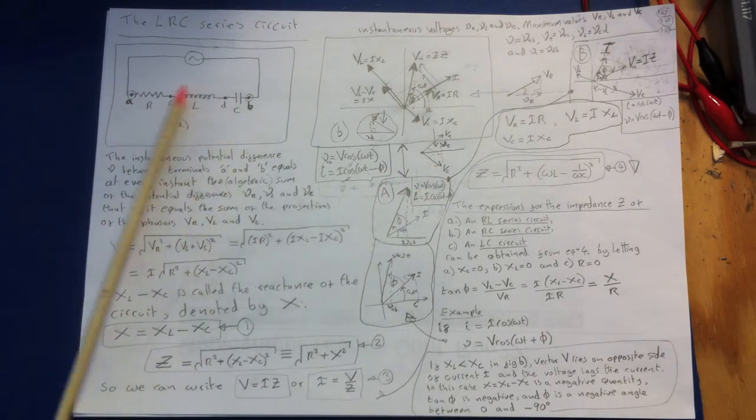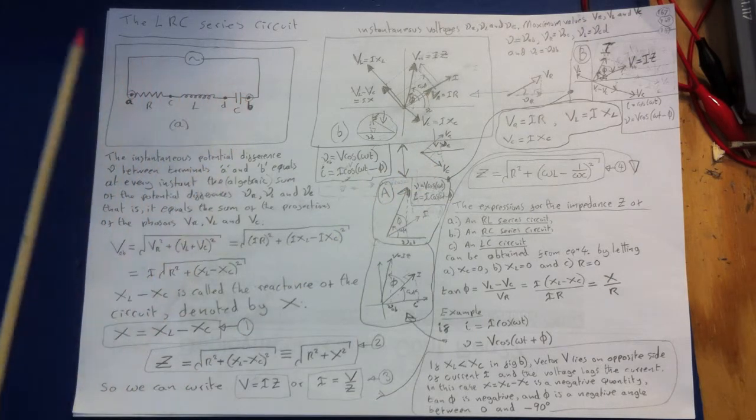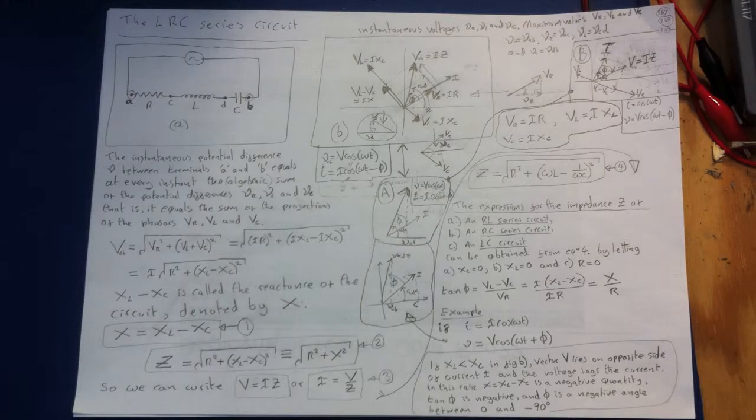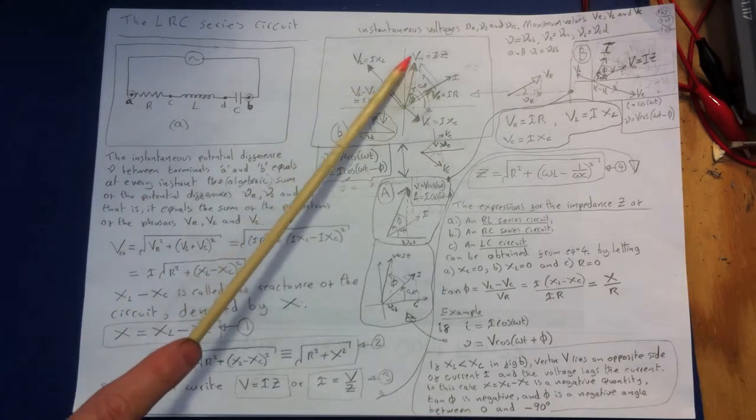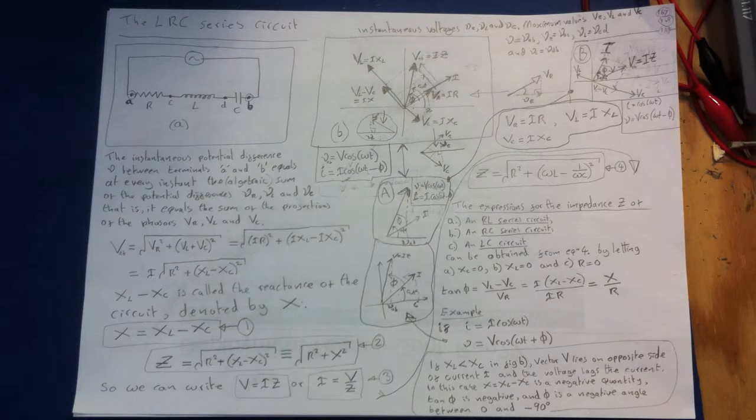Looking at VAB, the voltage across this whole lot between terminals A and B equals at every instant the algebraic sum of the potential differences lowercase VR, lowercase VL and lowercase VC for the instantaneous voltages. That is, it equals the sum of the projections of the phasors capital VR, capital VL and capital VC. But the projection of the vector sum of these phasors is equal to the sum of their projections. So the final vector sum, this V here, must be the phasor that represents the source voltage.